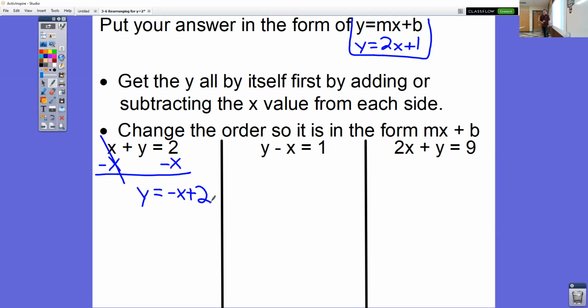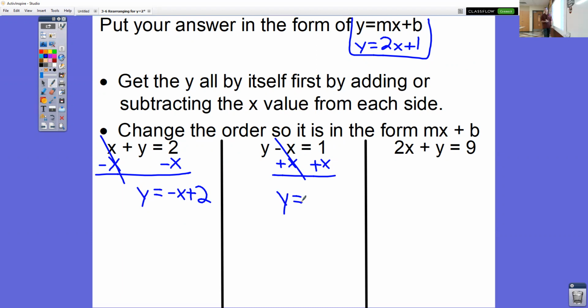Now that's in the correct form that we want. So that's our answer today. Moving on to the middle one. Trying to get the y all by itself, we need to get rid of the minus x by doing plus x and plus x. Those x's cancel out. Bring down your y equals.